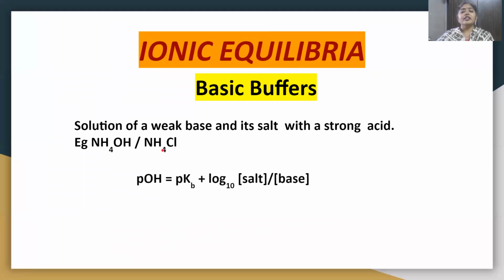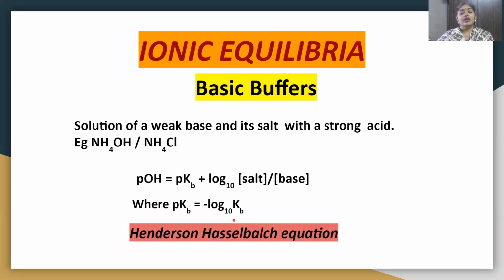Again, I can calculate its pOH by using this particular formula, that is pKb plus log to the base 10 molar concentration of the salt to the molar concentration of the base, where again this pKb is nothing but minus logarithm or negative logarithm of Kb to the base 10, where this Kb is the dissociation constant of the weak base. All right, and this equation again is called the Henderson-Hasselbalch equation.